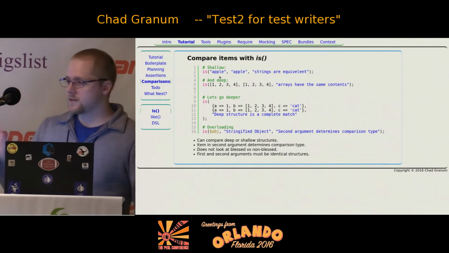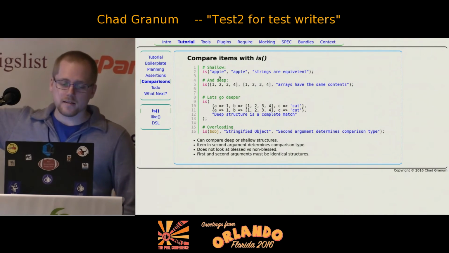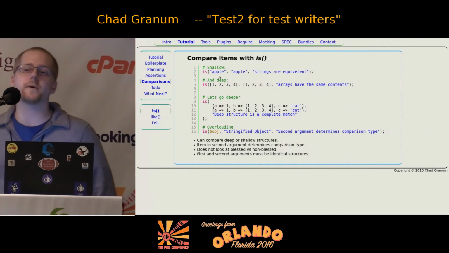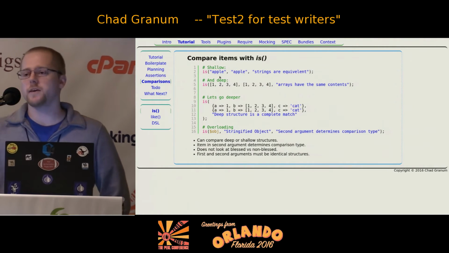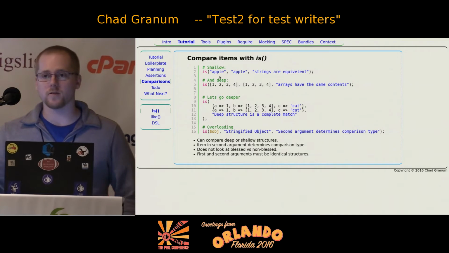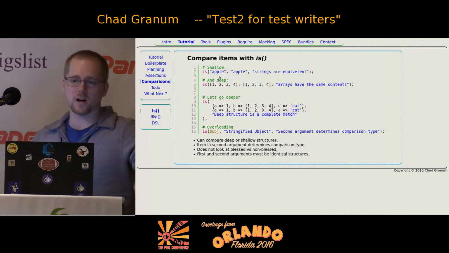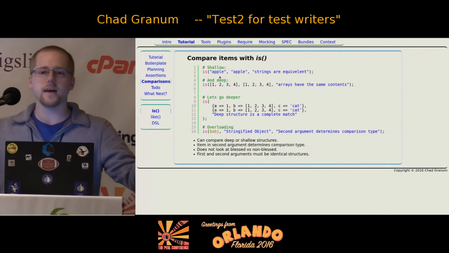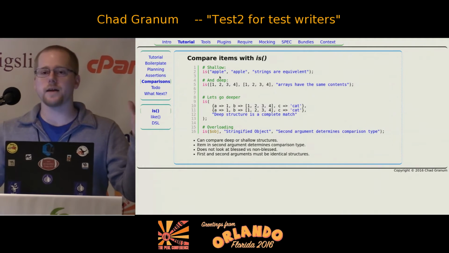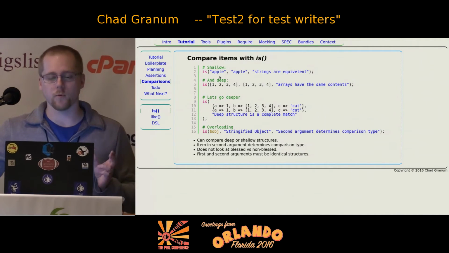And the way it works, you've got what you got, the first argument, and then what you expect it to be is the second argument. What you expect it to be is considered canonical. So if you give it a data structure as the first argument, but then a string as the second, it's going to know that's wrong. It's not going to try and do a deep comparison because it knows you only wanted a string.